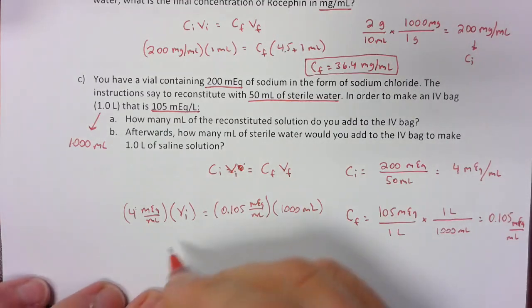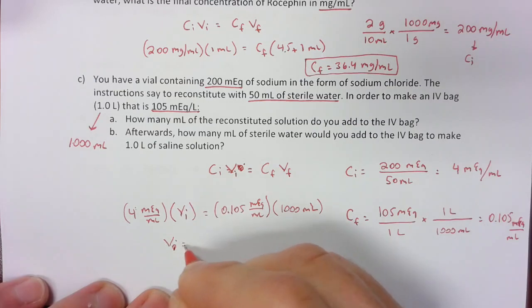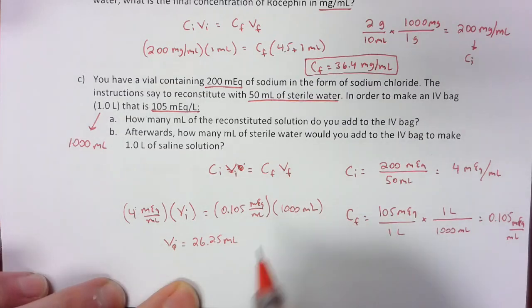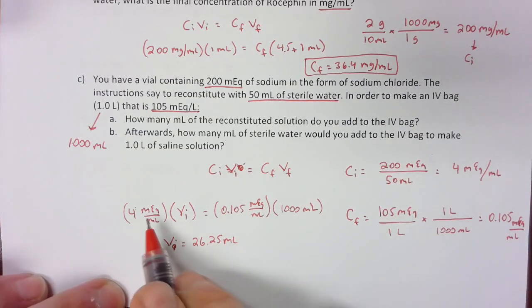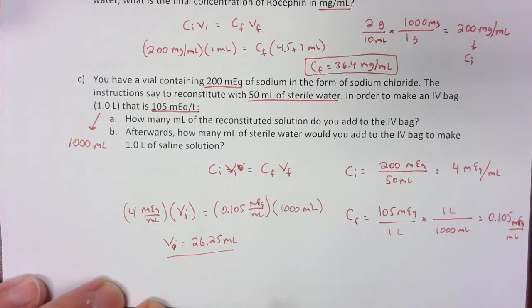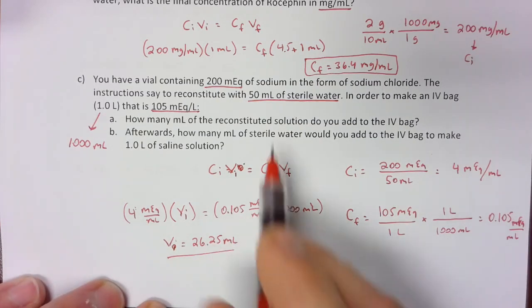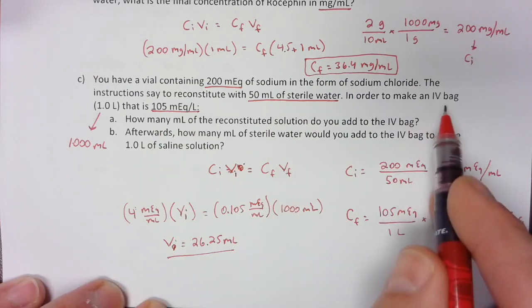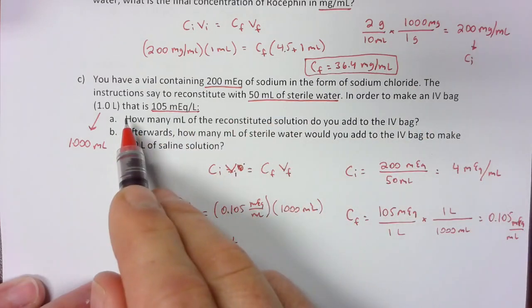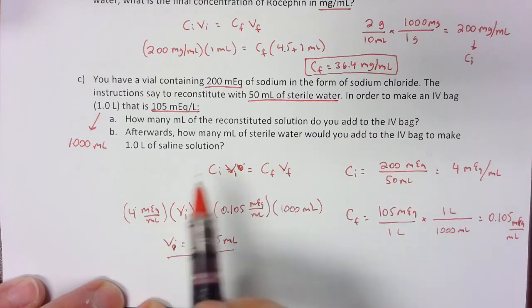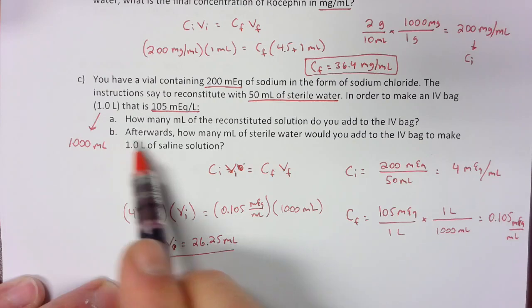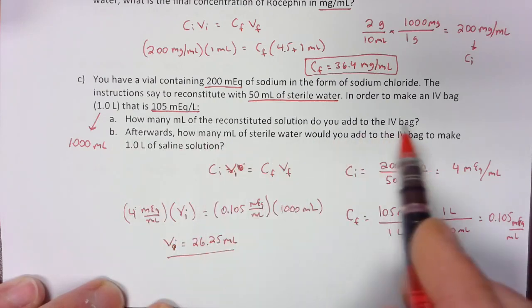Okay, when we do this, we see that the initial volume is 26.25 milliliters. Multiply by these two and divide by 4 to get this number. So I'm going to take out, of the 50 that I reconstituted, I need to take out 26.25 and add it to the 1 liter of solution in the IV bag. Now, afterwards, so I'm just adding this to an IV bag.